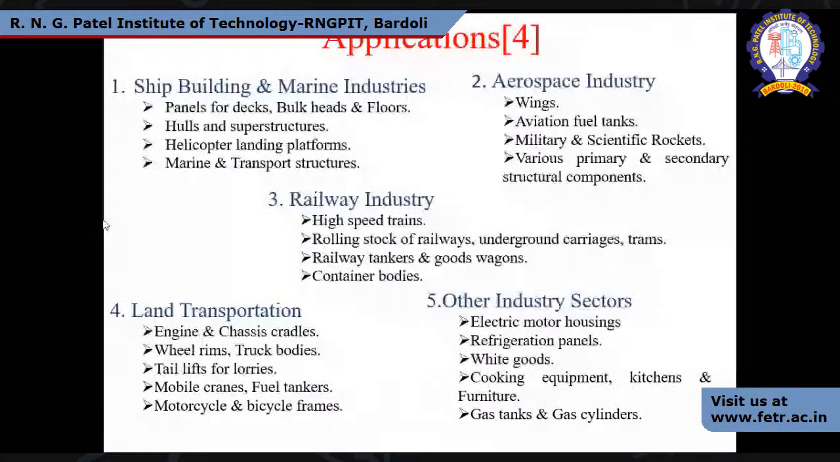The third one is the railway industry, in which container bodies and goods wagons can be joined with friction stir welding. Then land transportation, for which mobile cranes and engine chassis can possibly be joined using air FSW. And other industrial sectors like electric motor housing, refrigeration panels, white goods, cooking equipment, kitchen furniture, and gas tanks and gas cylinders. These are all related to the application of friction stir welding.